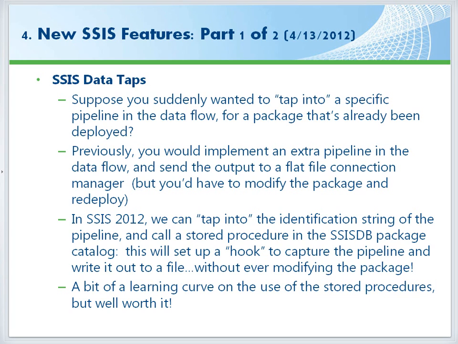This is a fantastic feature. When I demo this at user groups, I definitely get a lot of oohs and ahs on this one. In SSIS 2012, we can tap into the identification string of a pipeline, and we can set up a stored procedure in that SSISDB catalog and hook into the capture of the pipeline to write out a CSV file without modifying the package. Now, there's a little bit of a learning curve on the stored procedures involved with this, but it's well worth it. So let me come back to my desktop here, and the last feature of the day.